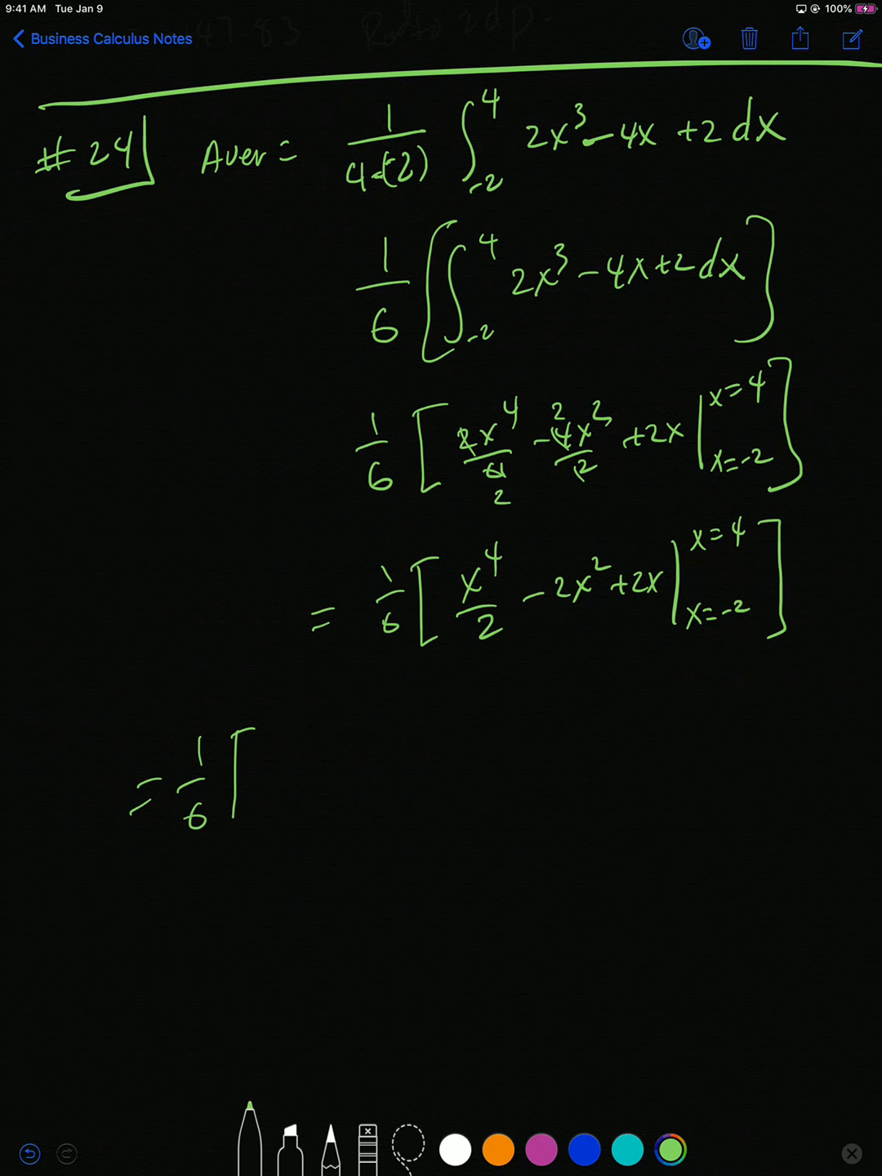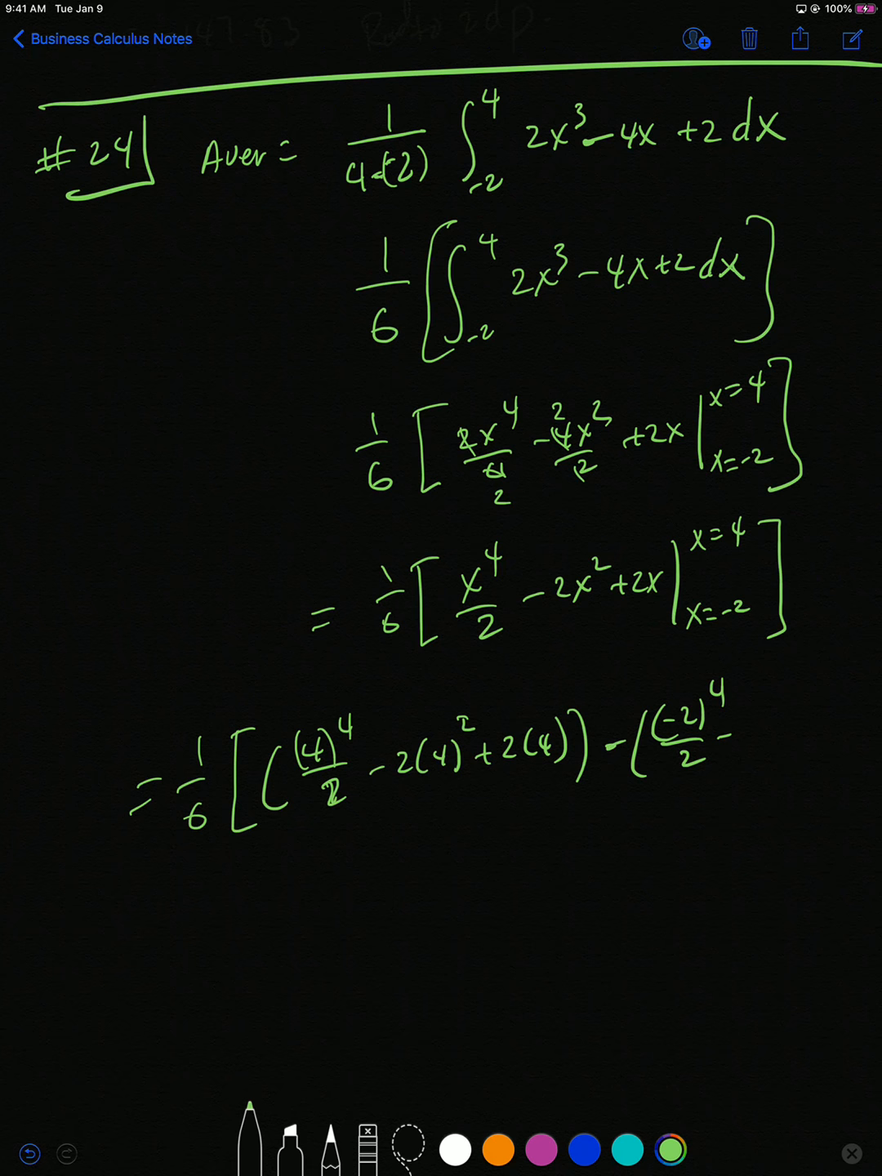1 over 6 times 4 to the 4th over 2 minus 2 times 4 squared plus 2 times 4, minus negative 2 to the 4th over 2 minus 2 times negative 2 squared plus 2 times negative 2 right here. Of course, all of that still has to be multiplied by 1 over 6. Gotta work this thing out.